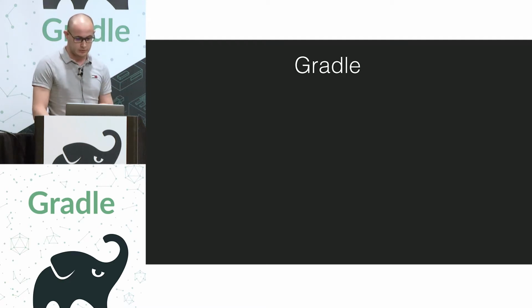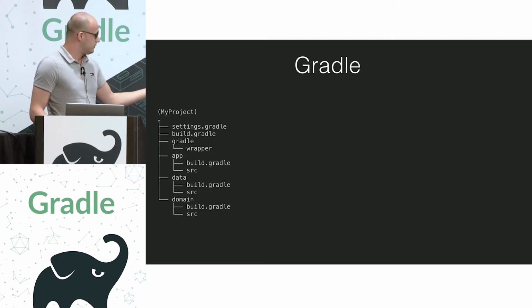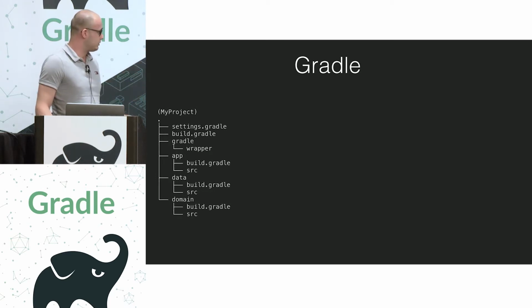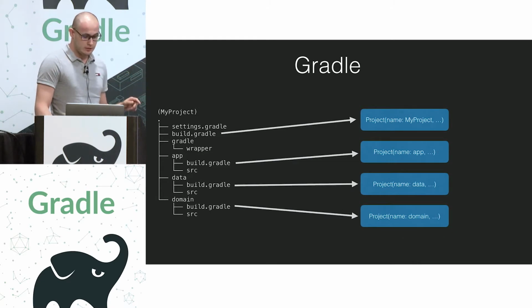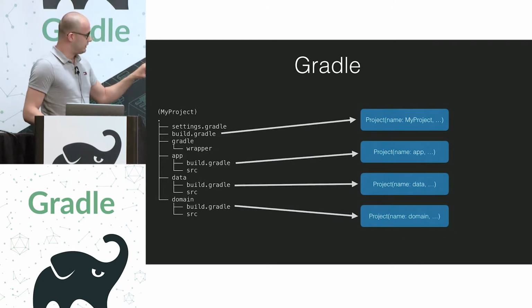Okay, so just a word about executing Gradle scripts. This is a normal structure of a basic Android project. We have build.gradle in the root directory, and then three projects, each one with its own build.gradle. What will happen here is that we will get a project instance for every one of the build.gradle files, and each one of those files will be executed against its project instance.